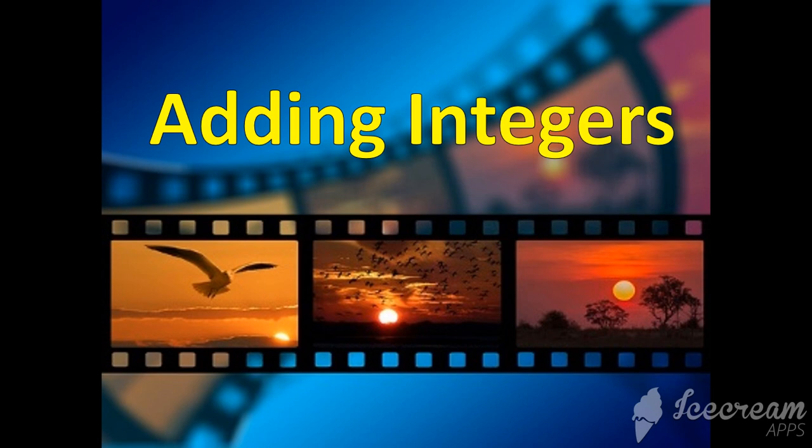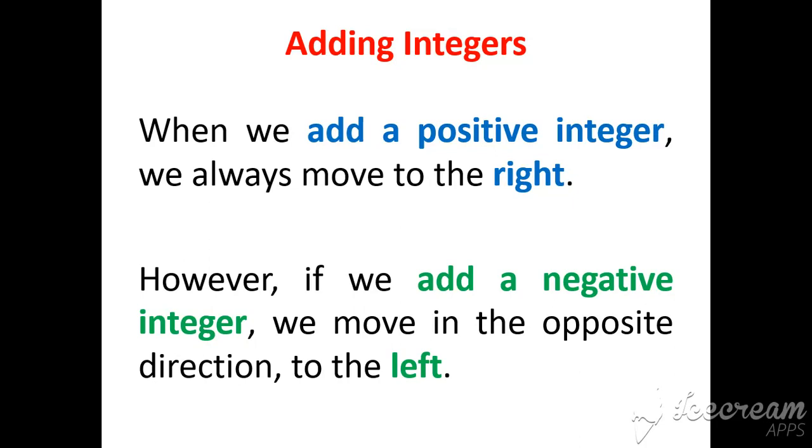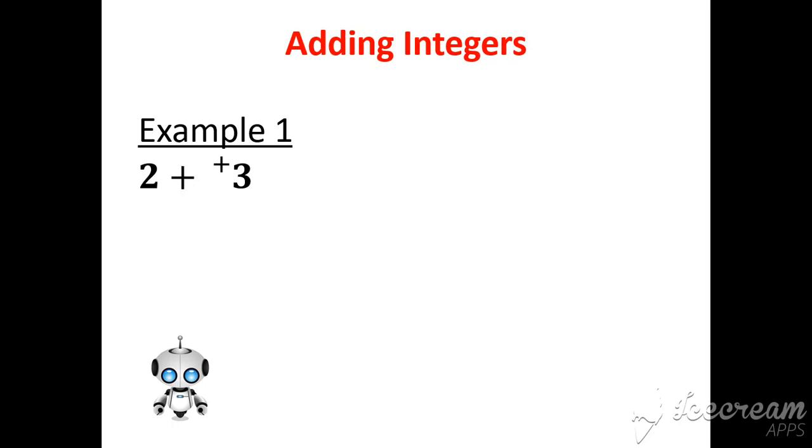In this video, we're going to chat about adding integers. Now, here are the key things to try and learn. When we add a positive integer, we always move to the right. However, when we add a negative integer, this means we have to change direction and move to the left. All right, we'll do a couple of examples of each.